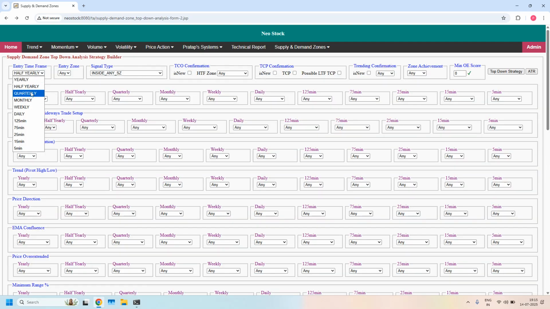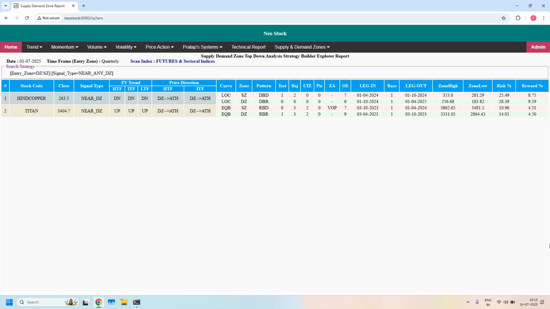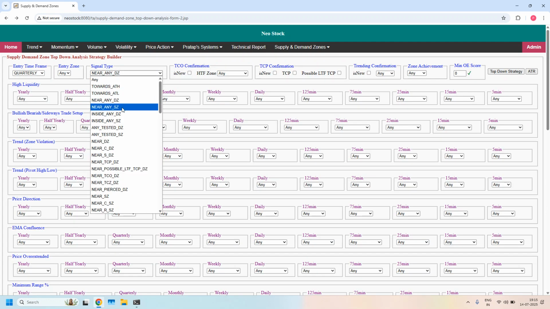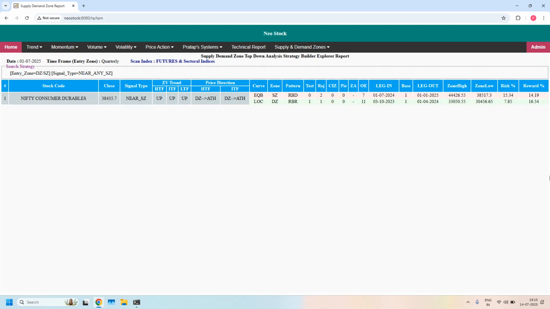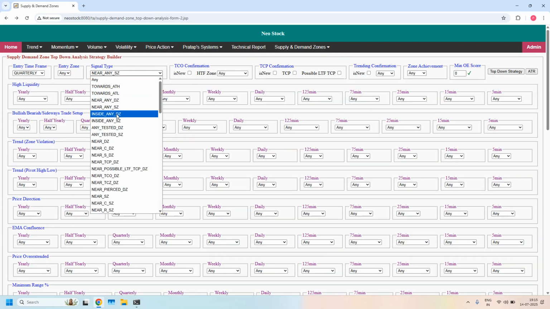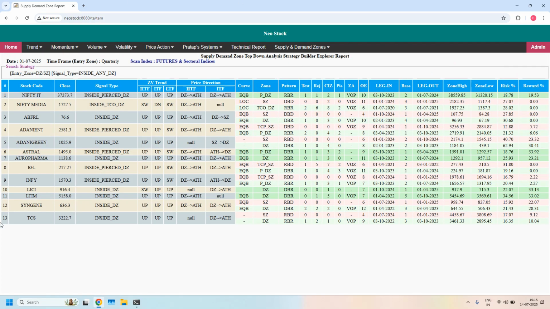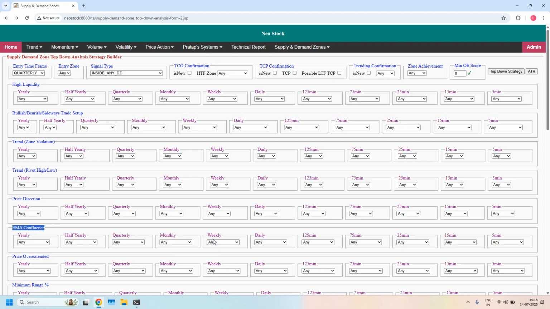Next time frame is a quarterly, stocks near to the quarterly demand zone, we got 2 stocks. Next, stocks near to the quarterly supply zone, we got one stock. Next, price closed inside the quarterly demand zone, we got 13 stocks. We can further filter this list with EMA Confluence to get high probability trade setup stocks.